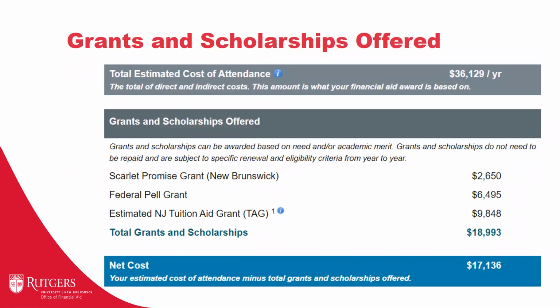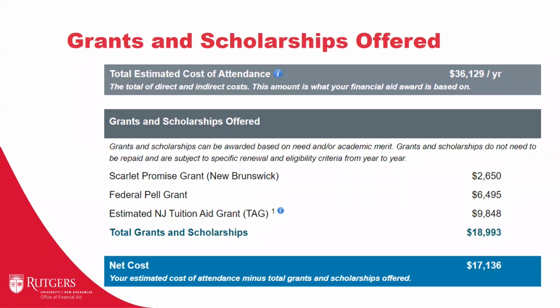Okay, so the next section on the award letter will be the grants and scholarships that are offered to the student. And of course, this can include the Scarlet Promise Grant, the federal Pell Grant, and the estimated tuition aid grant. Now, for the estimated tuition aid grant, we put "estimate" here because this number is only based on what the student put on their FAFSA and their New Jersey application.